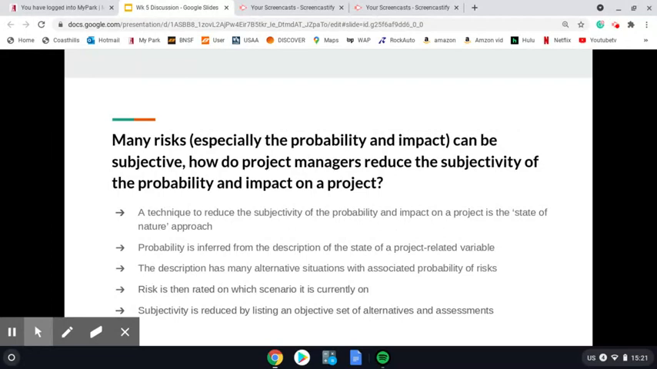Many risks, especially the probability and impact, can be subjective. How do project managers reduce the subjectivity of the probability and impact on a project? A technique used to reduce the subjectivity is called the state of nature. On it, the probability is inferred from the description of the state. So you come up with the risk and you write down all the alternative situations that come with those risks. And then you rate the risk on where it's at and which scenarios it's sitting on.